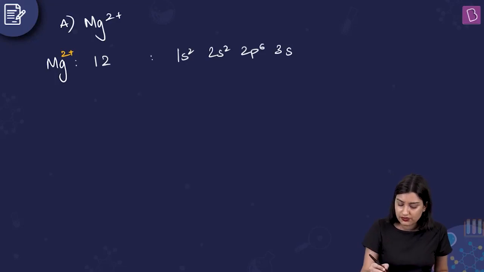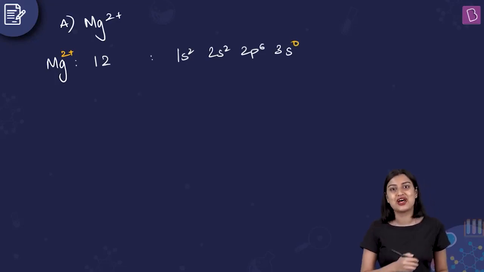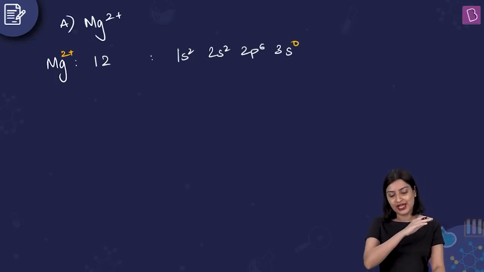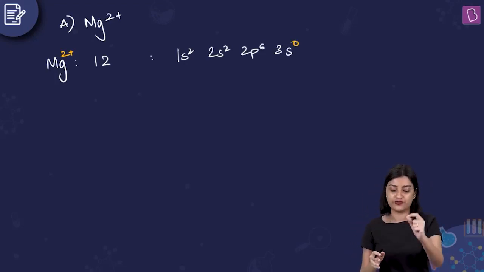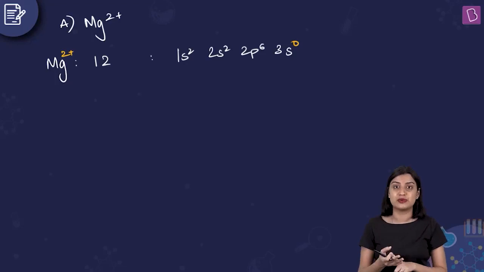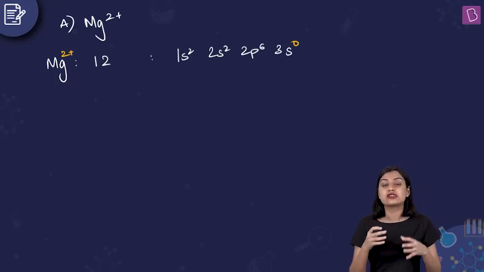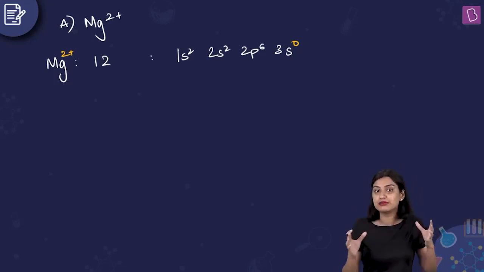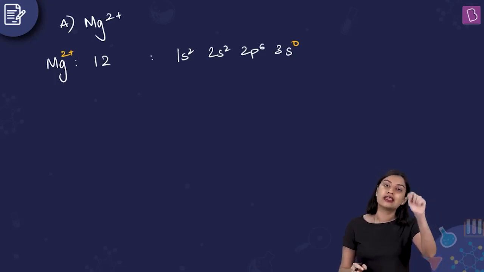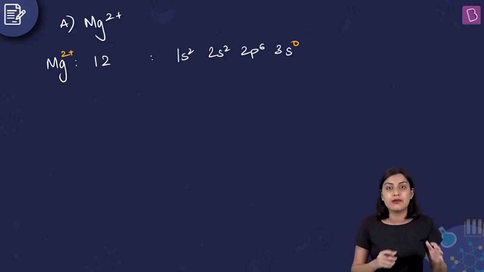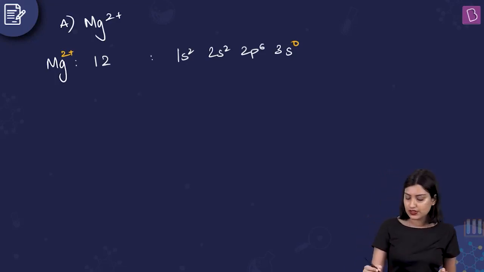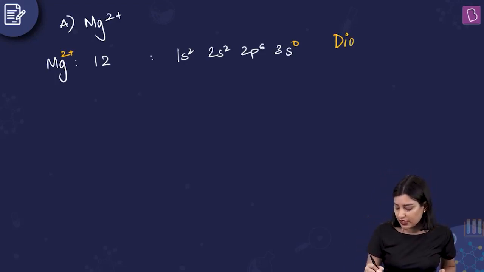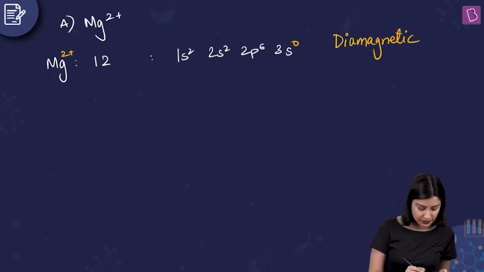These last two electrons will get kicked out. So now what you have is a 3s0. When you look at the final electronic configuration of Mg2+, you have 1s2, 2s2, 2p6, which means all your subshells are filled to the maximum capacity, and that means that the electrons in them are paired. Here you do not have any unpaired electrons, which means this is going to be a diamagnetic species.